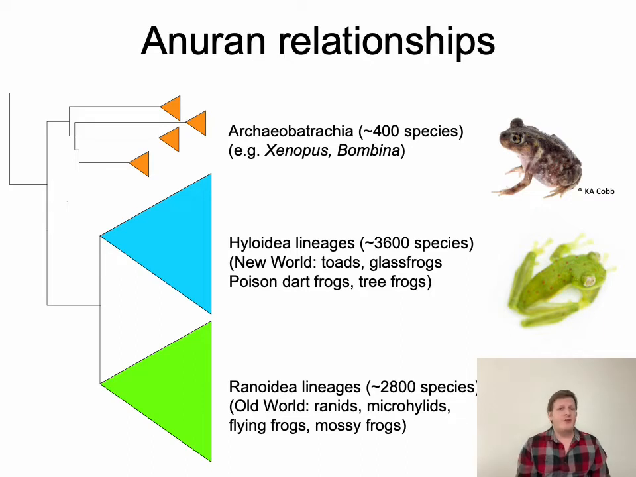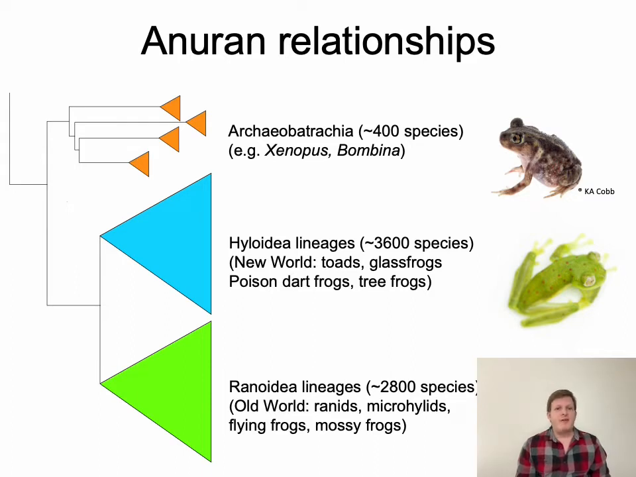And I wanted to design this sequence capture probe set to work across the entire radiation of frogs, which is summarized here in this slide, with first in orange the archaeobatrachian frogs, which is about 400 species and contains famous representatives such as Xenopus and the red-bellied toads. These are the early diverging lineages.